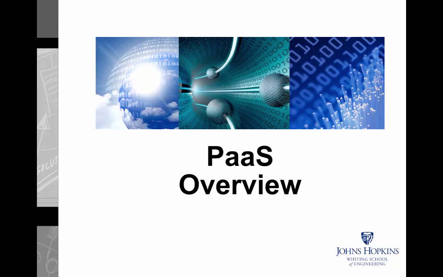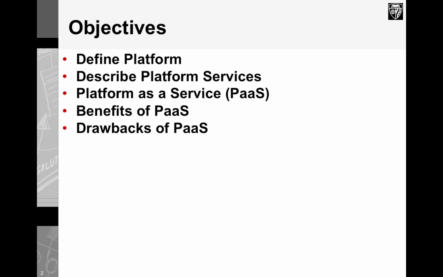PaaS overview. In this section, we will look at platform as a service. So what are the objectives of this particular section? We will first define what a platform is. Then we will describe the various platform services that may be attached to a platform. And then we will define platform as a service, which is what PaaS is all about. We'll look at the benefits of PaaS and also the drawbacks of PaaS.